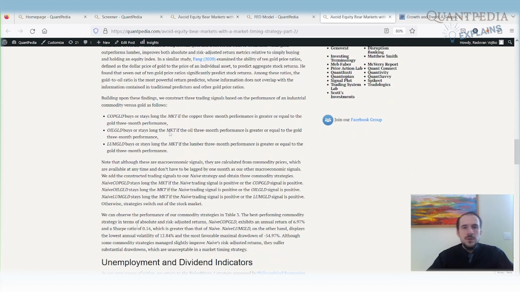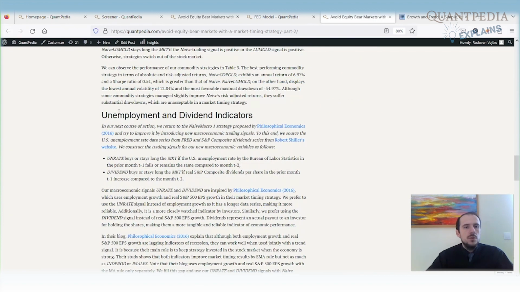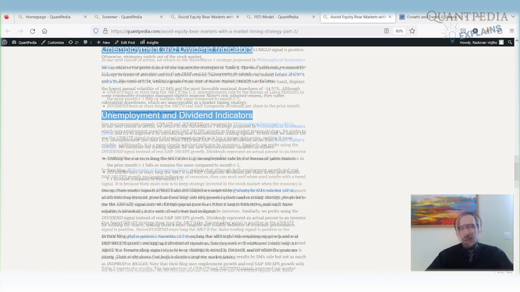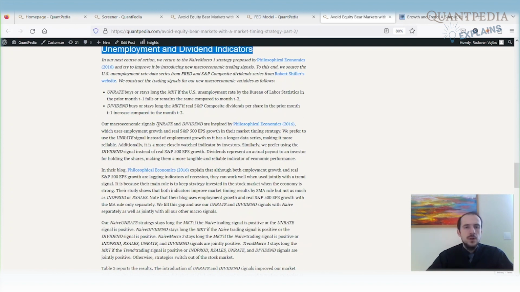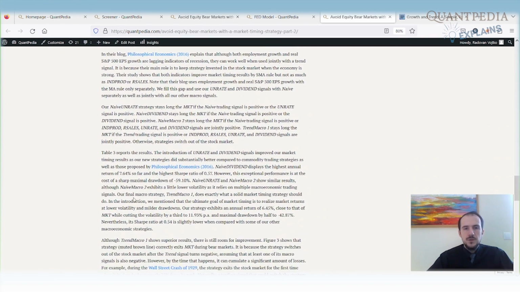We tried to build three trading signals: the 3-month performance of copper to gold, the 3-month performance of oil to gold, and the 3-month performance of lumber to gold. Then we use these indicators to time the equity market. We also tried other economic indicators, unemployment and dividends. Growth in dividends or a fall in the unemployment rate can also show there are positive times ahead of us. So we can try to improve the original strategy proposed by Philosophical Economics.